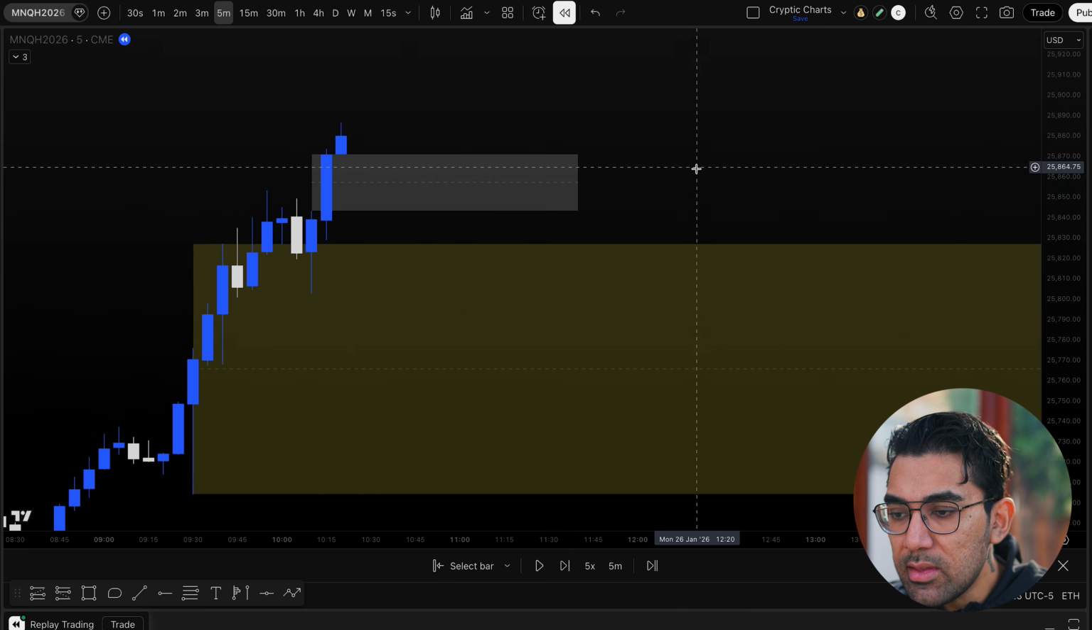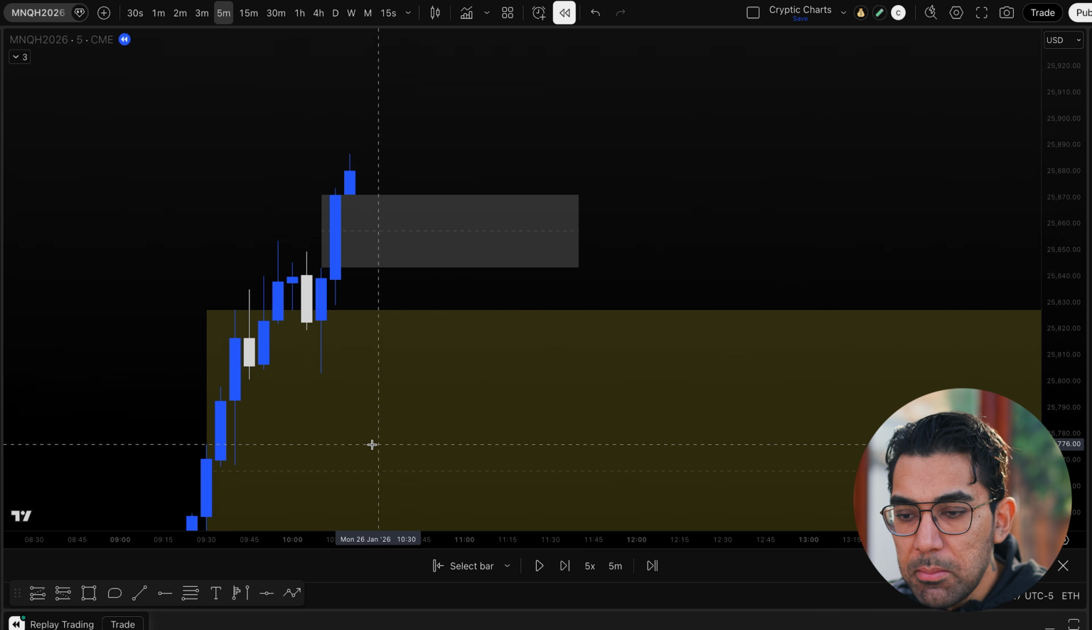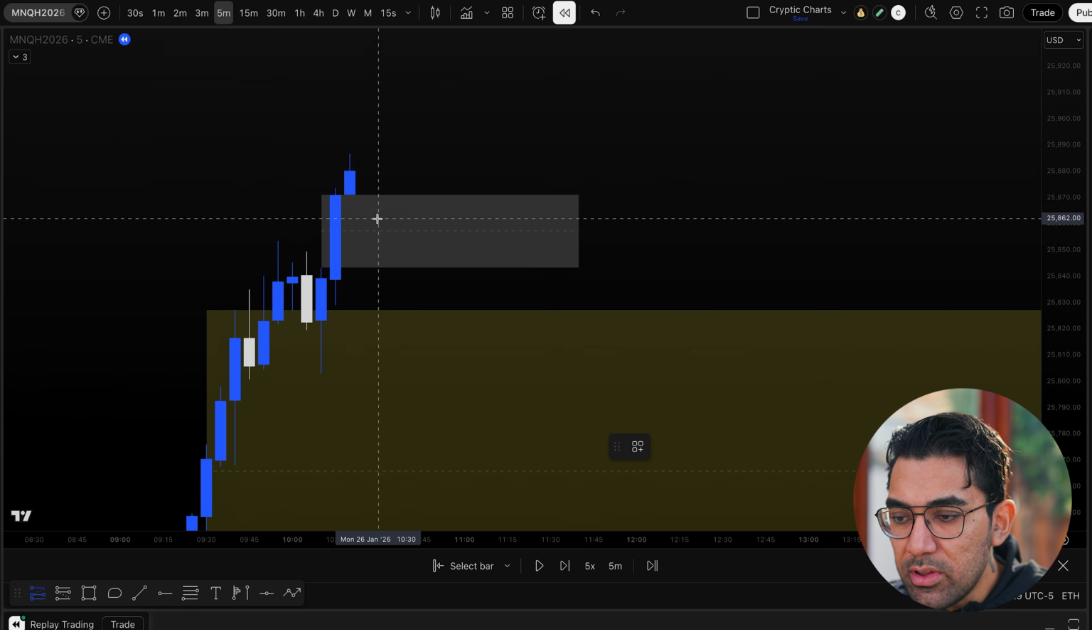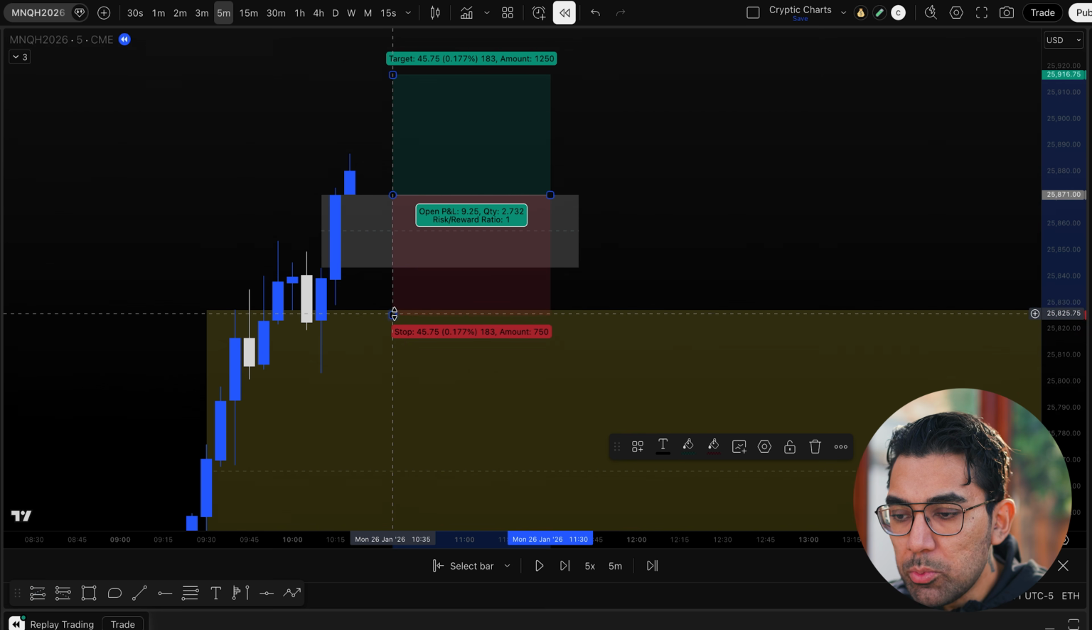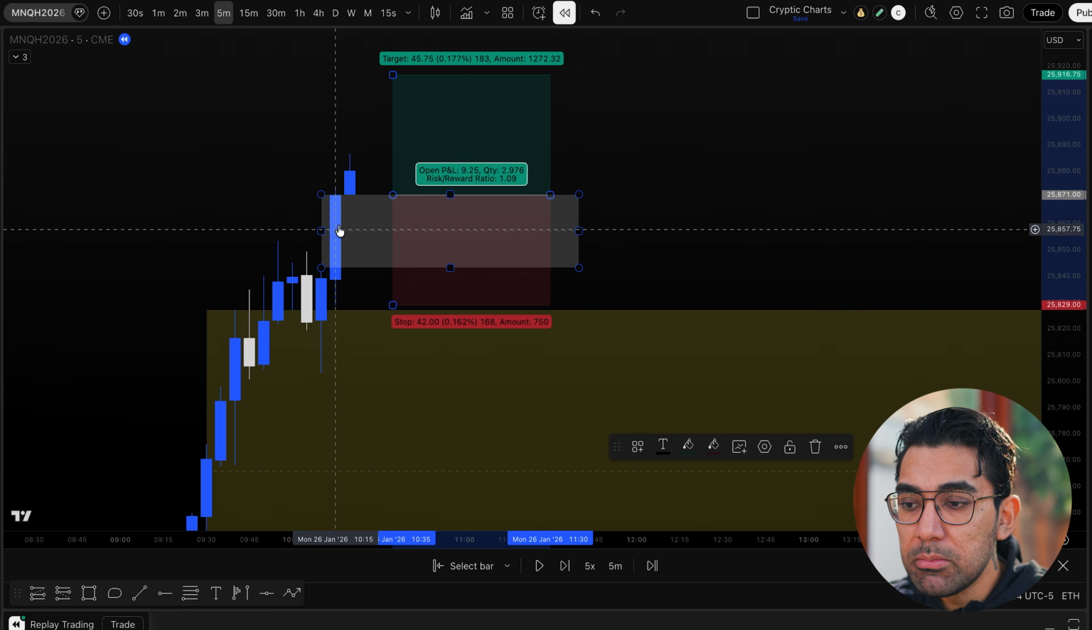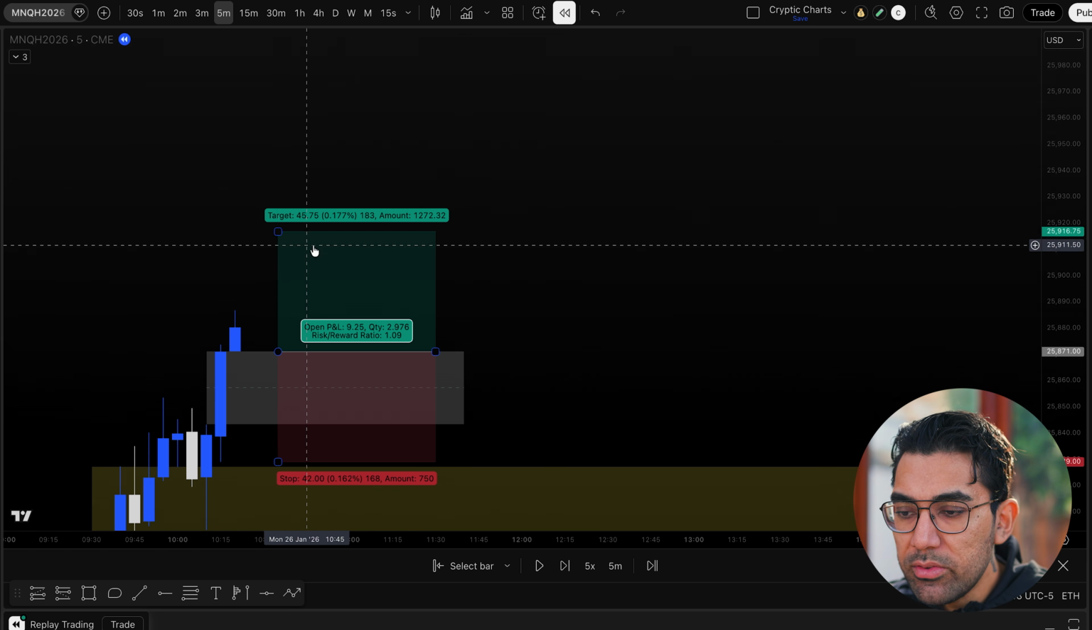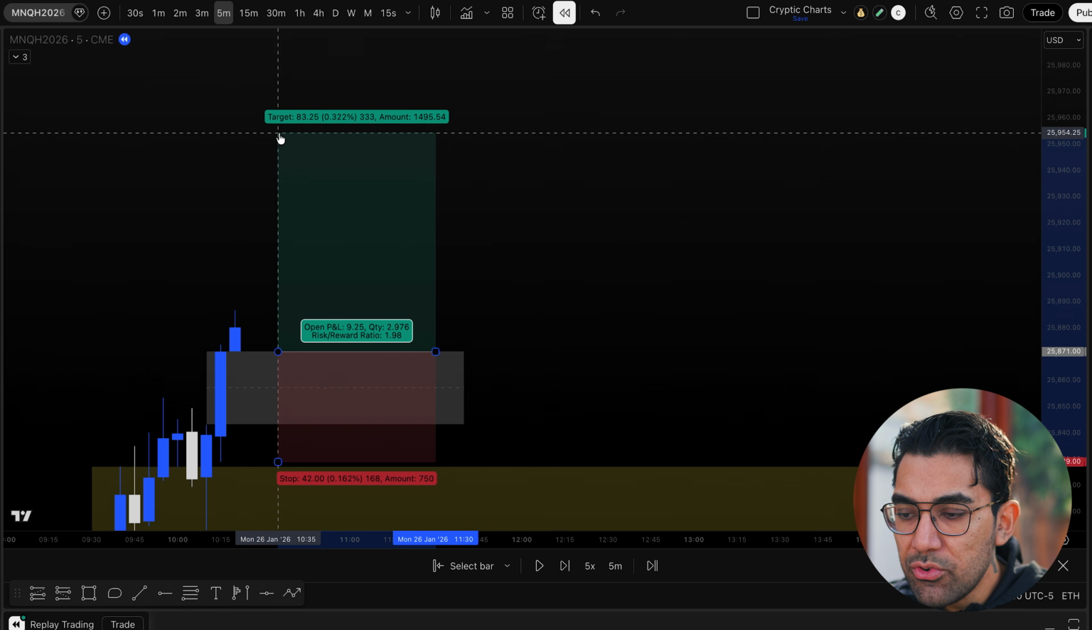So once again, let's use that same model. We're going to use the retest model here. It means that our entry will be just at the top of the fair value gap, just like that. We will place a stop loss at the bottom of candle number 2, and we're just going to be targeting a 2R on the trade once again.